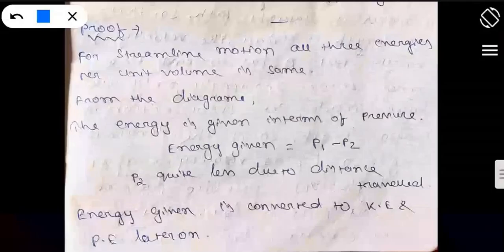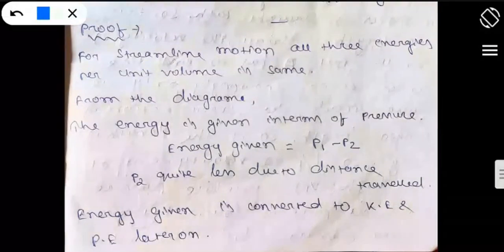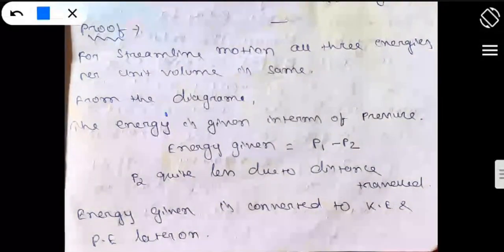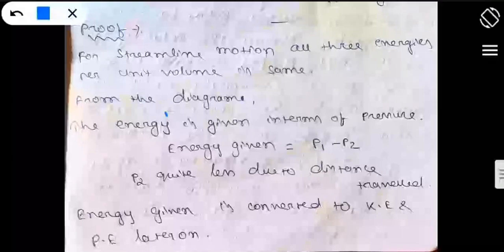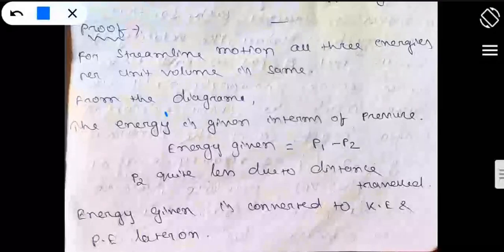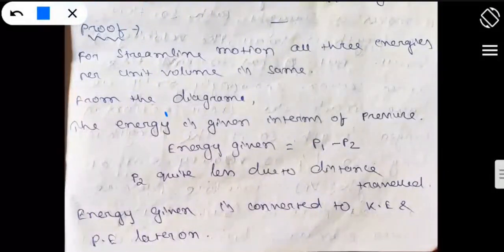Now for streamline motion, all three energies per unit volume are the same. Because we have already found from the equation of continuity that the volume always remains the same, since how much volume you have inserted, that much volume of liquid will come out. If it got stuck somewhere, the pipe would burst, but it is not happening. This is simple common sense: whenever the area is less, the velocity will be more, and whenever the area is more, the velocity is less. So they satisfy this in order to maintain the same volume everywhere throughout the system.